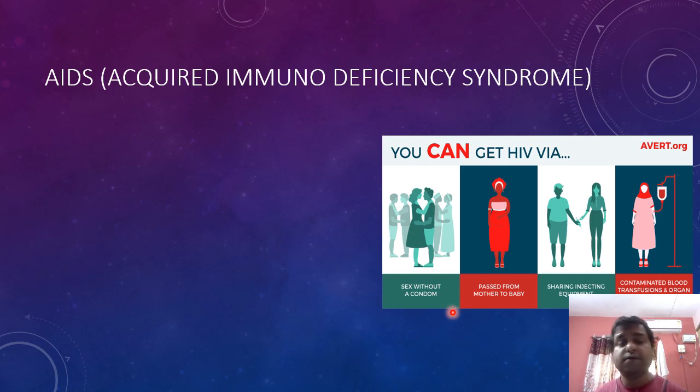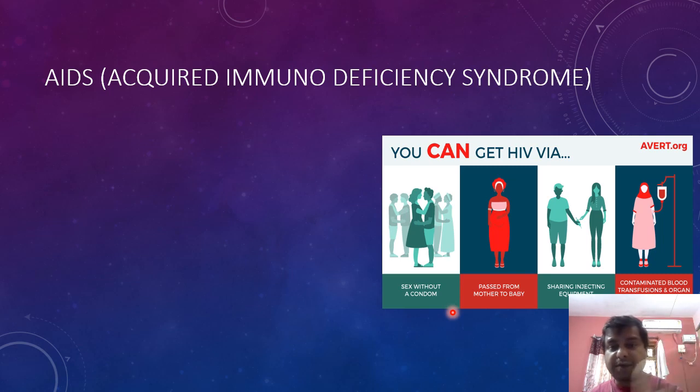So use a condom when you have sex with someone whom you do not know, whose lifestyle you do not know, who may have been sleeping around or having sex with multiple partners. Chances are that he or she may have acquired this virus and may transmit it to you as well during sexual contact or during sex.